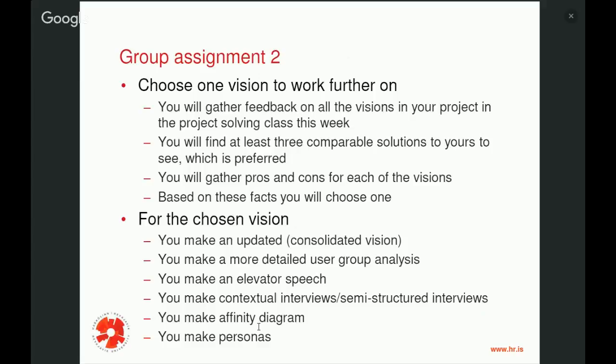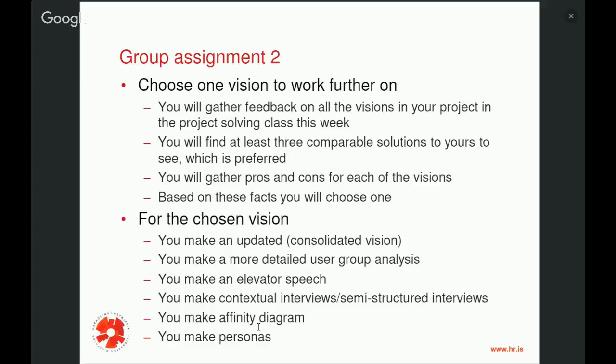So tomorrow in the problem solving class, you should bring your visions, because you will evaluate or get feedback on your visions from your fellow students. So it will be a joint group work, and participating in that work, you will get 1%. It's an individual assignment to participate in that work. So that is the first thing you will do, gather feedback on all the visions.